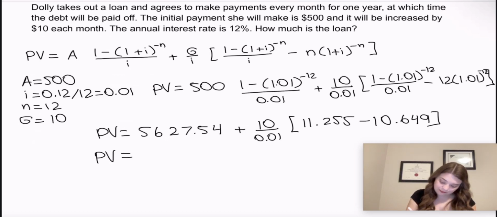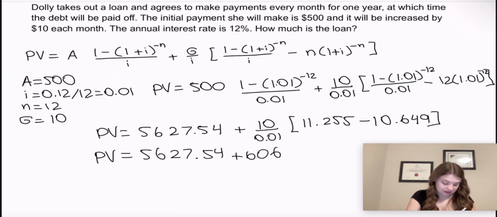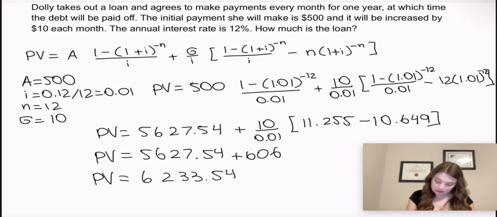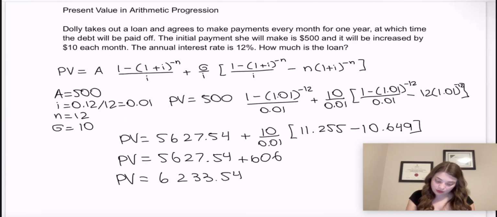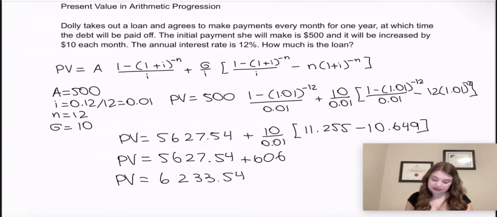So the present value is $5,627.54 plus $606. And then let's add those together, and we get that the present value overall is $6,233.54. So there we go. So therefore, the loan that she took out originally was $6,233.54.